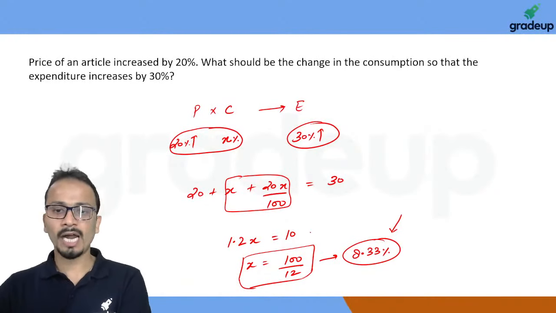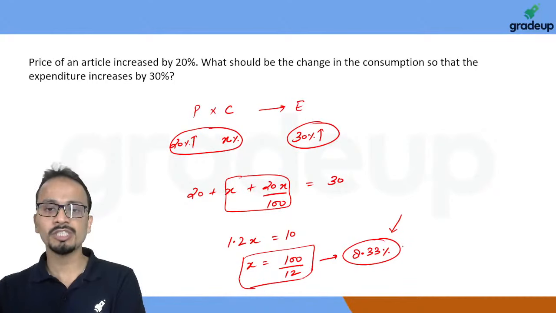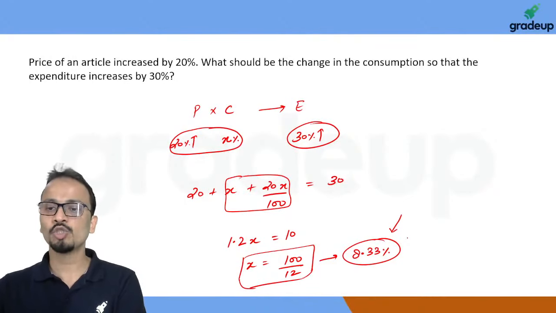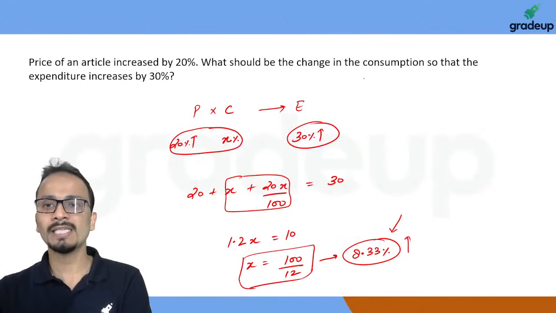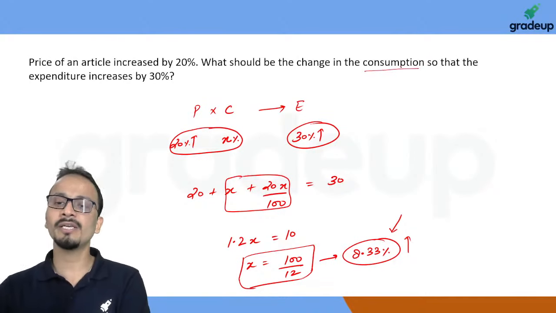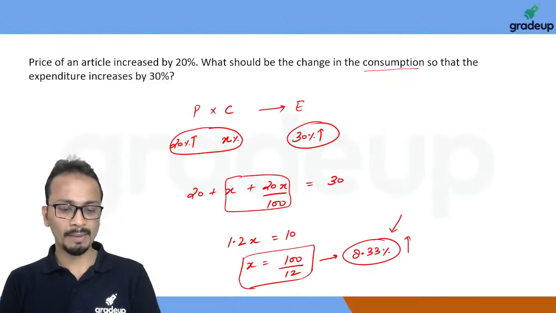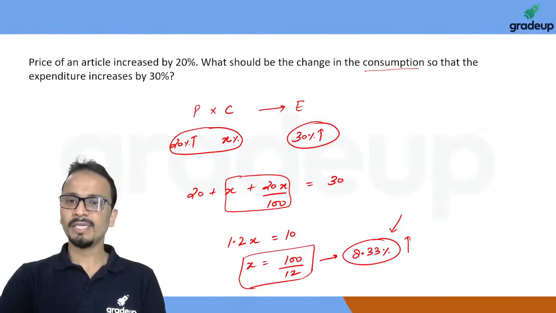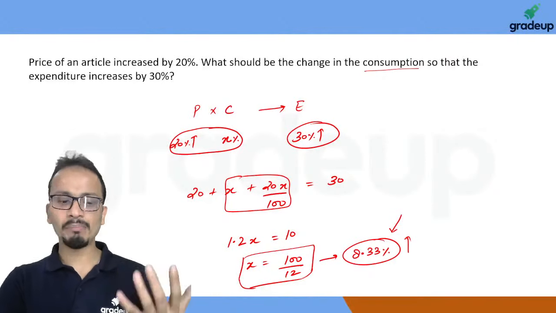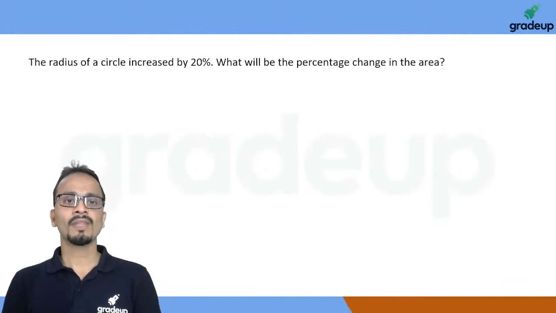So 100 upon 12 is 8.33%. Since the value of X is positive, it's an increase. So I can say that the change in consumption here is 8.33 percentage. All right. Am I clear? Now let's have a look at this application in one more example.